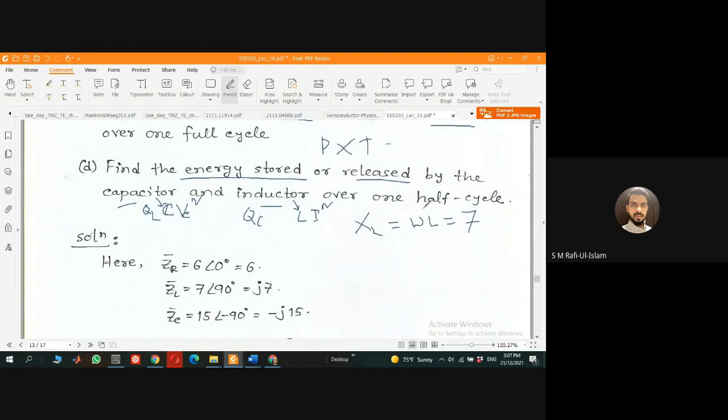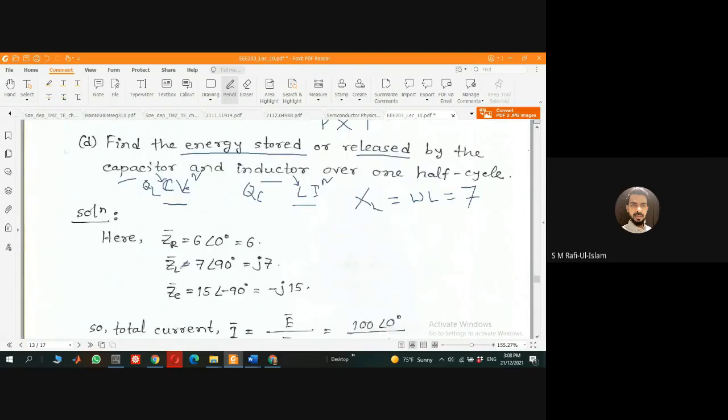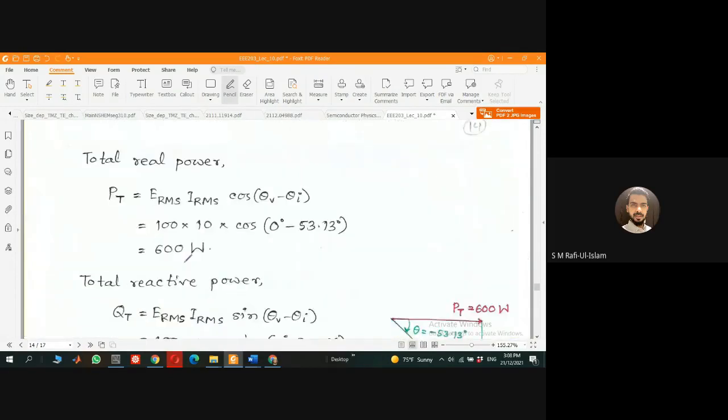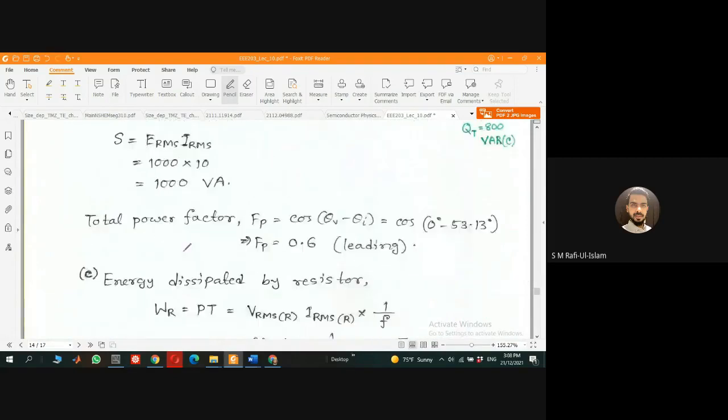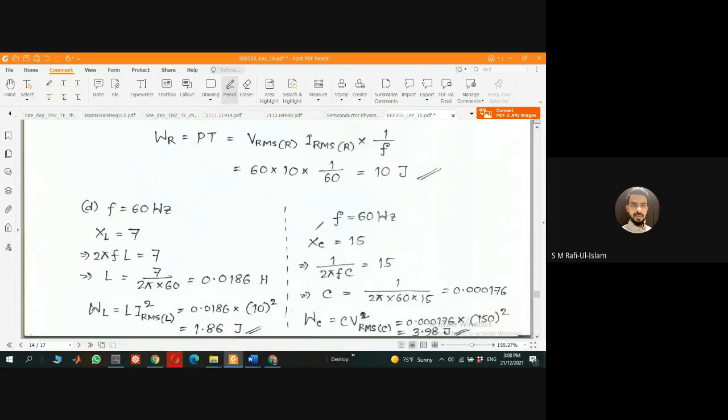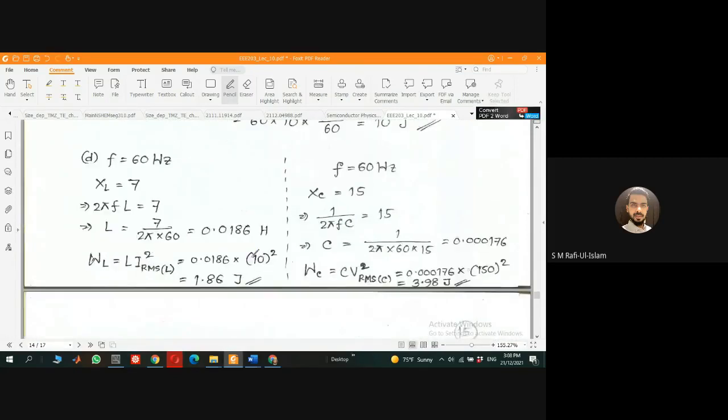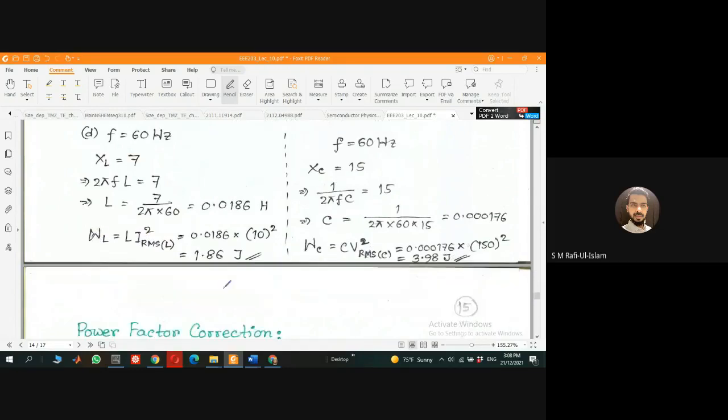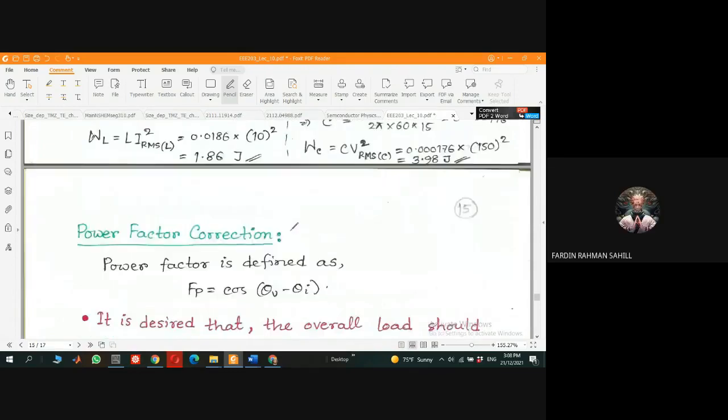So now they said over half cycle. So this formula is valid for only half cycle. Let's see how they solved it. Whatever I said is given here, so you'll just check here. So probably we have used the same formula, like 2 pi FL. From there we calculate L, and then the energy formula is Li square, and similarly for the capacitor. So do you understand this part? Yes, sir. Probably this is easy.